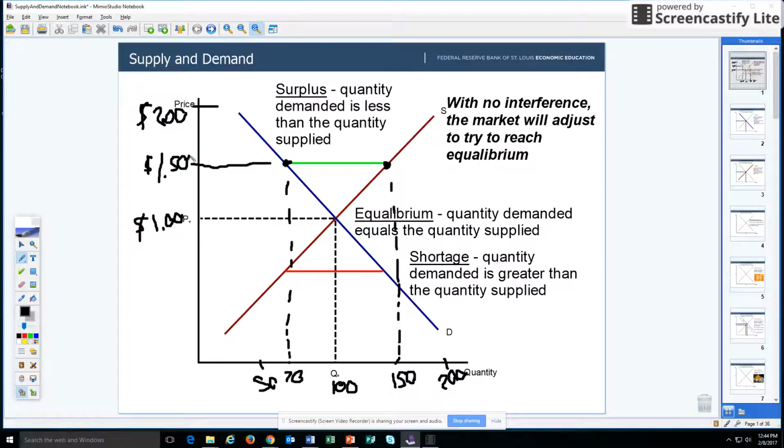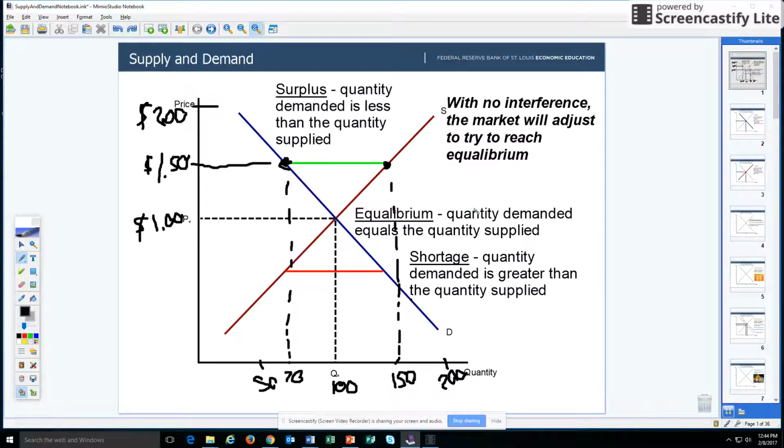So if the cost of our donut is $1.50, the quantity demanded, because this blue line is our demand line, is approximately 70. There's 70 people that want to buy a donut for $1.50. And the supplier at this price point would want to make approximately 150 donuts. So they made 150 donuts, 70 of them sold. That means we have left over 80 donuts. We have a surplus of donuts.